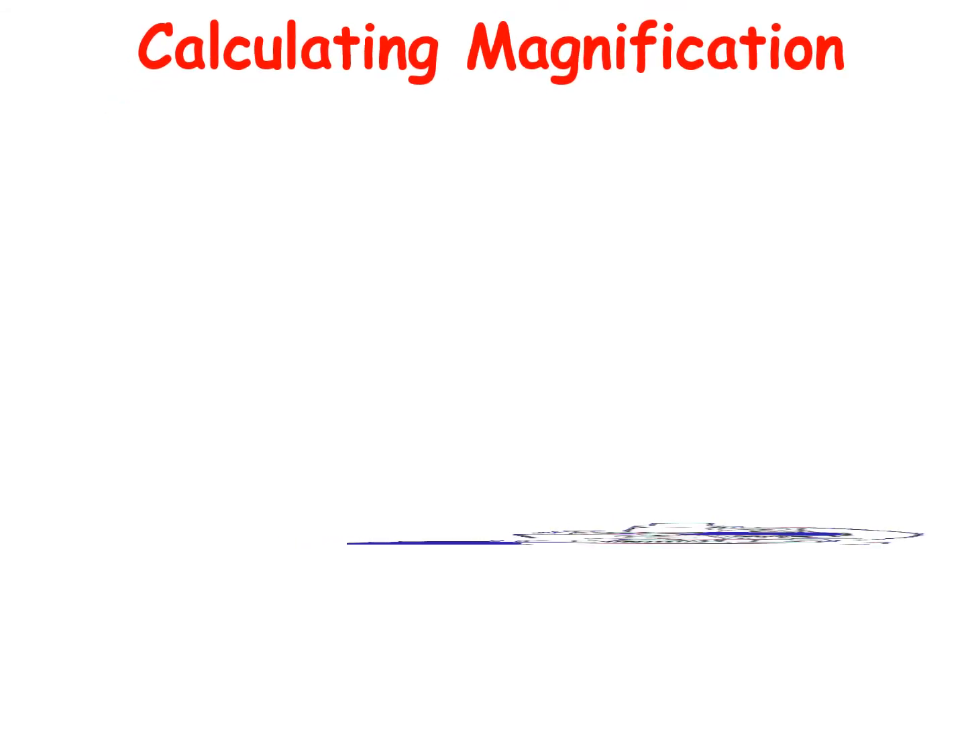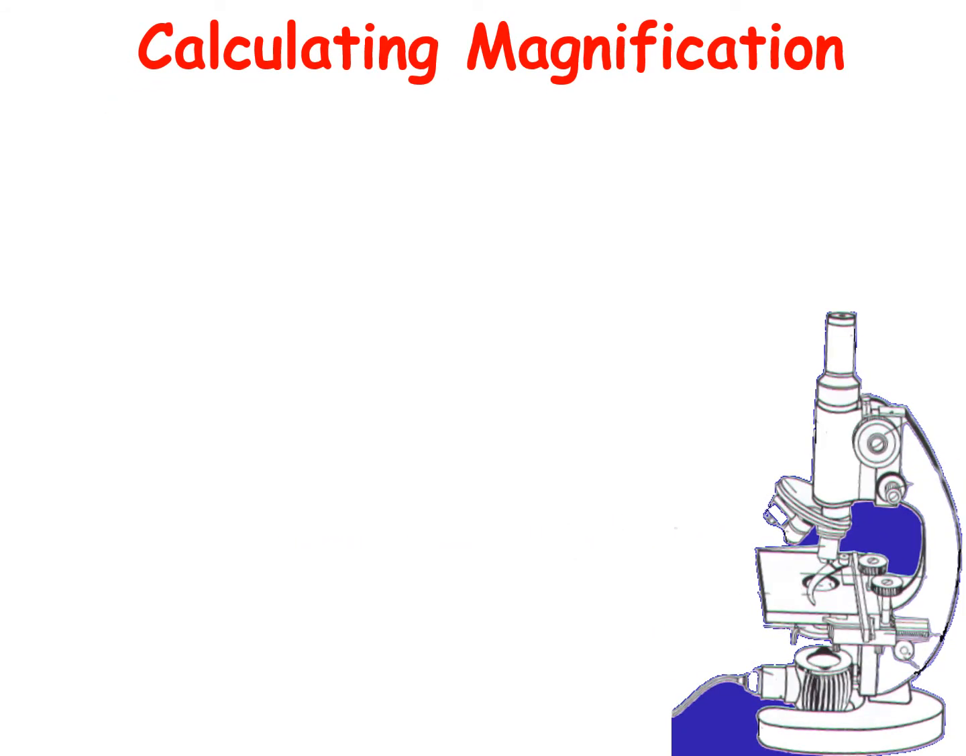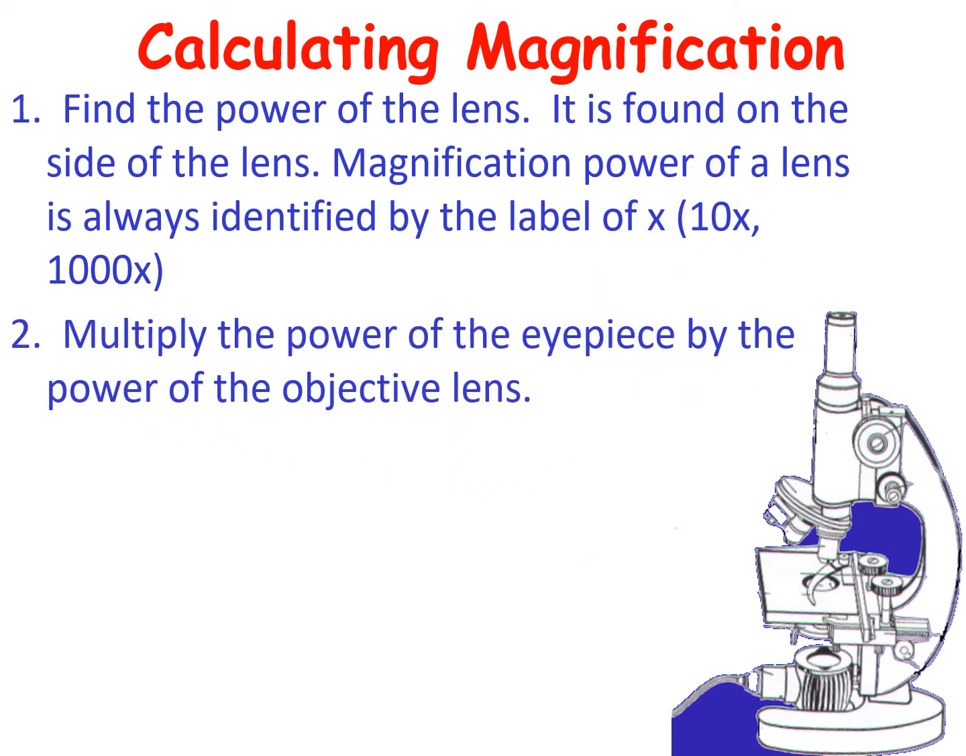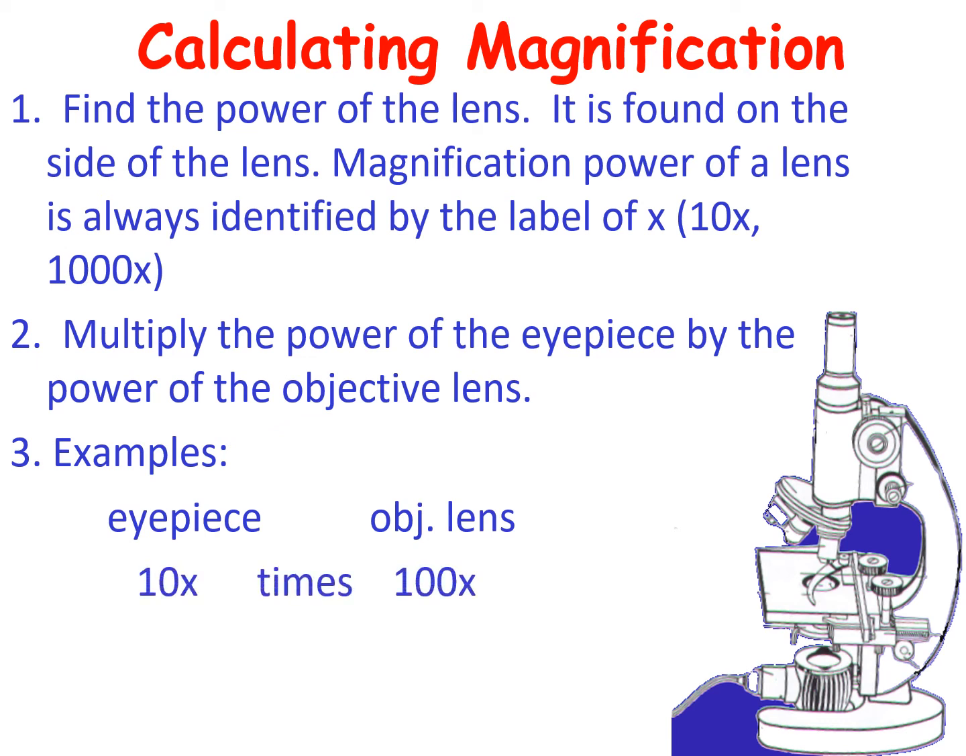Calculating the magnification. Find the power of the lens. It is found on the side of the lens. Magnification power of a lens is always identified by the label of X. Multiply the power of eyepiece by the power of objective lens.